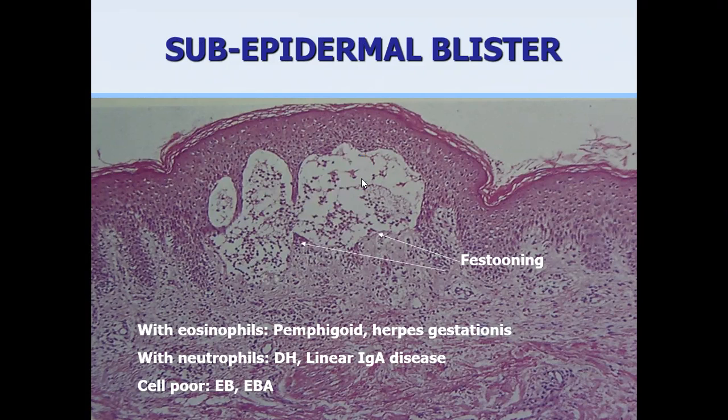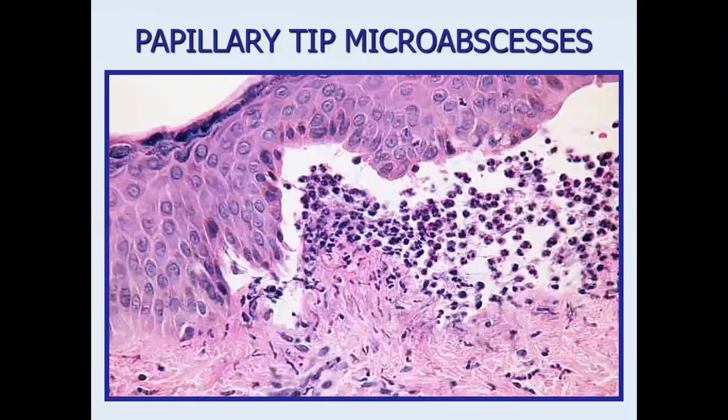And once you see a subepidermal blister, then it is your duty to find which kind of inflammatory infiltrate is seen within the blister cavity. I have discussed this in detail in my lectures on the pemphigoid group of diseases. This is a papillary tip microabscess. This is a dermal papilla with neutrophils, and the papillary tip microabscess is the prototype of dermatitis herpetiformis.